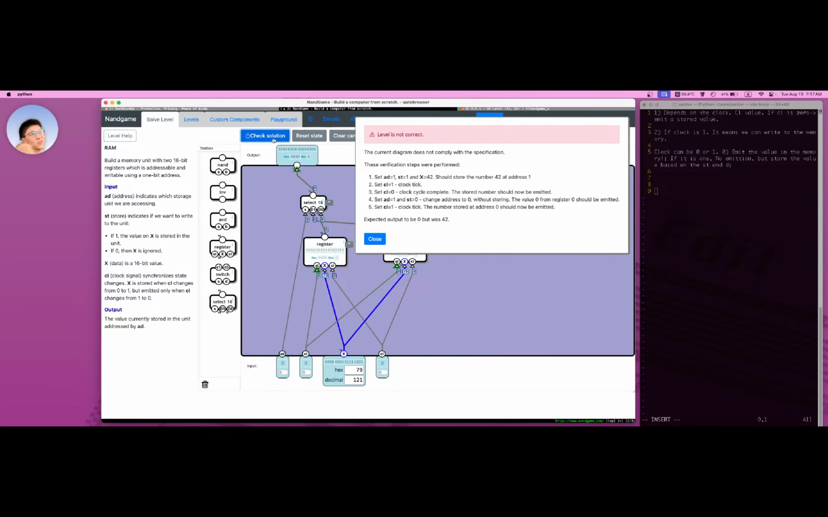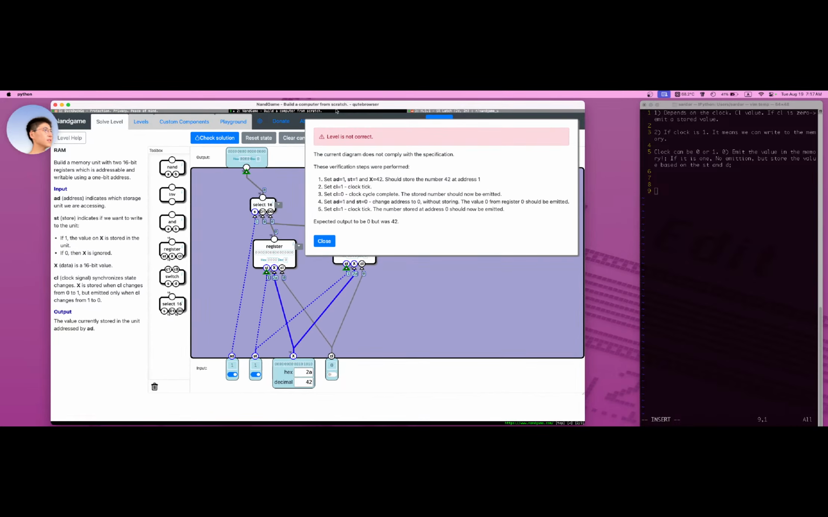Oh, wrong. Why wrong? Set address to 1. Standard is 1. Decimal 42. Okay. Should store value to address 1. Aha. You see? It should store a value in address 1.